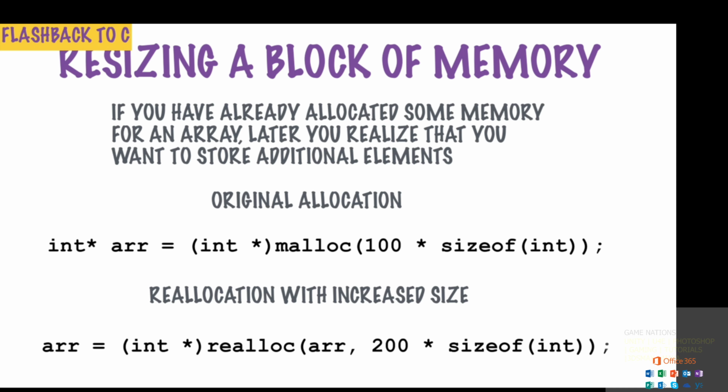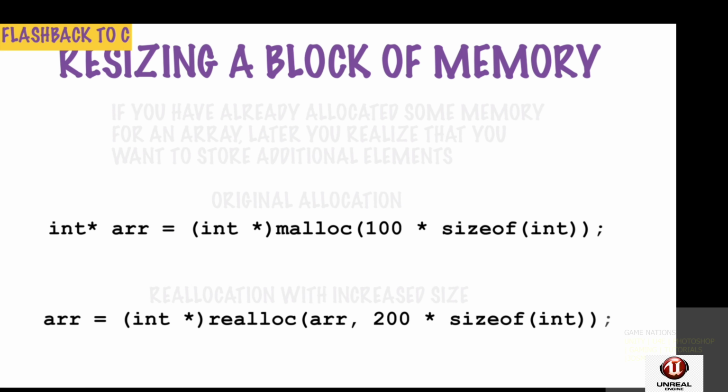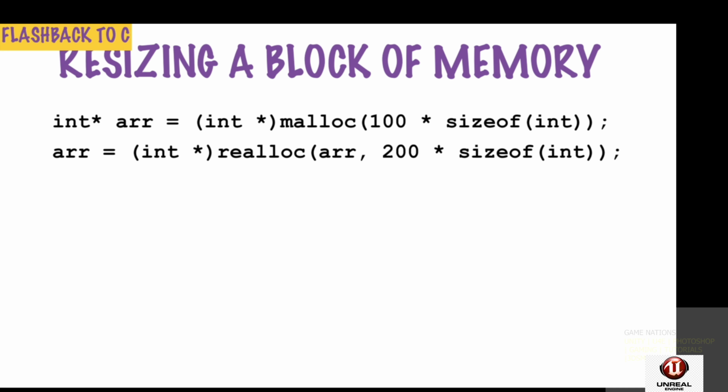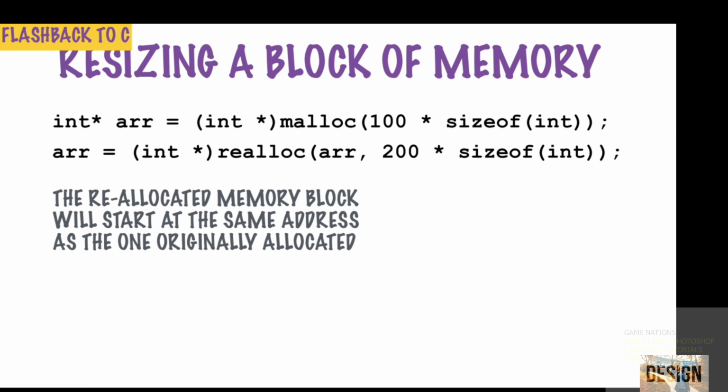Realloc takes in the original address, note the ARR passed into realloc, and then increases the size of the array starting at the same address as earlier. An important thing to remember about realloc is that it starts at the same address as the one originally allocated. There's no change in the starting address.